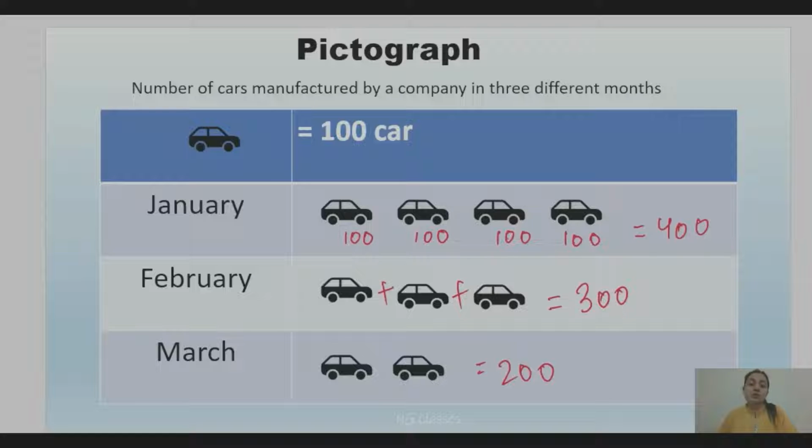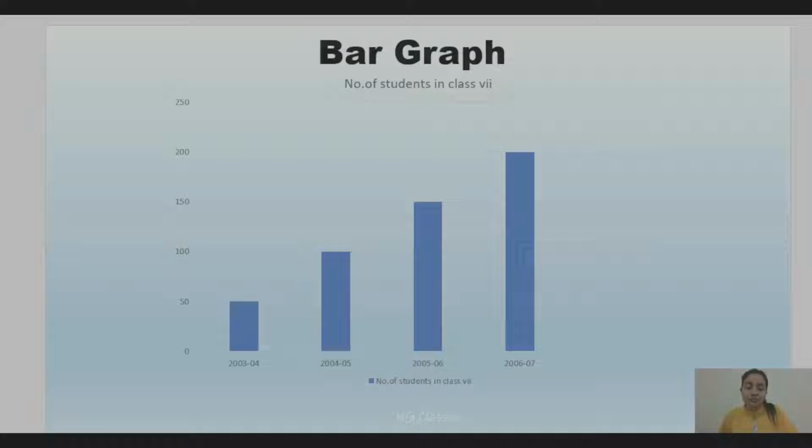So rather than representing our data every time in pictorial representation, it will be easier for us to represent it by using a bar graph, which you have already done in your previous class. So what is a bar graph? By drawing rectangles, we represent our data, whether it's number of cars, number of books or number of students. Here in this bar graph, the number of students in class 7 for different sessions is represented. For 2003 and 2004, 4 and 5, 5 and 6, and 6 and 7, the number of students is given.